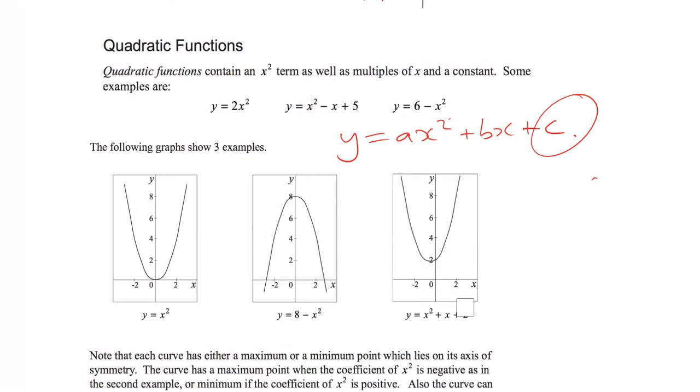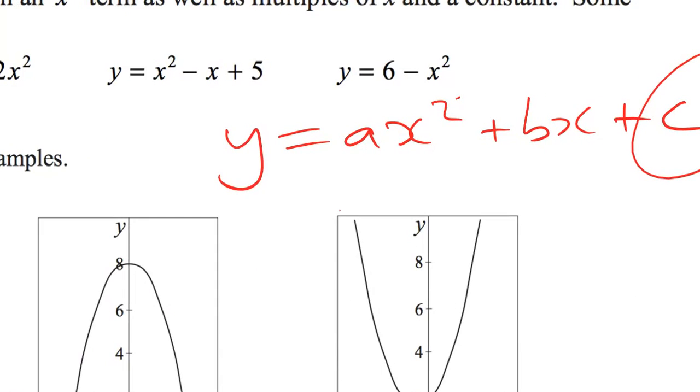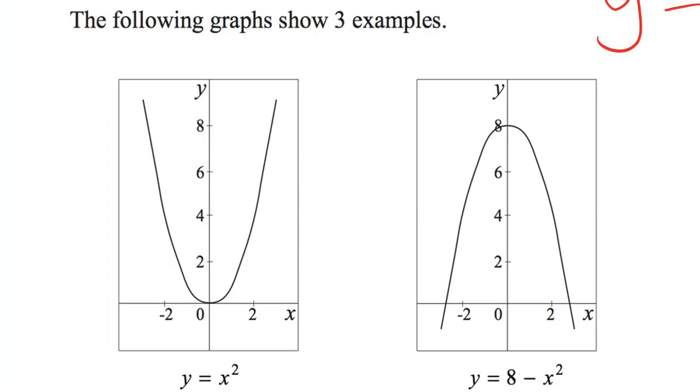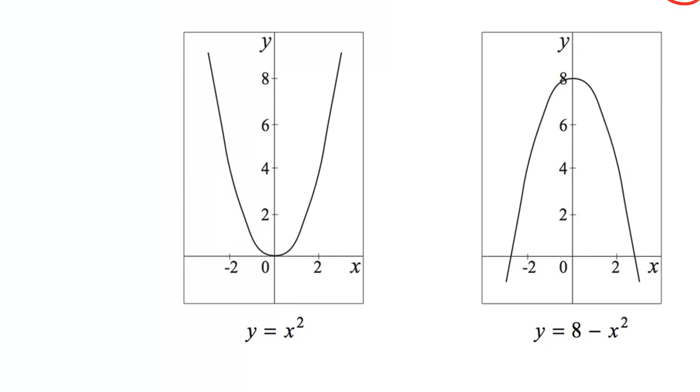Another interesting feature of these graphs that you should be aware of is the number in front of the x squared, the coefficient of x squared. Because if this is negative, then we have this sad face shape. And if it's positive, we have a happy face shape, right? So let's take a look again at the 3 examples and make sure we understand this. So y equals x squared is a bit like y equals 1x squared. Well, that is a positive number, so we have a smiley face.